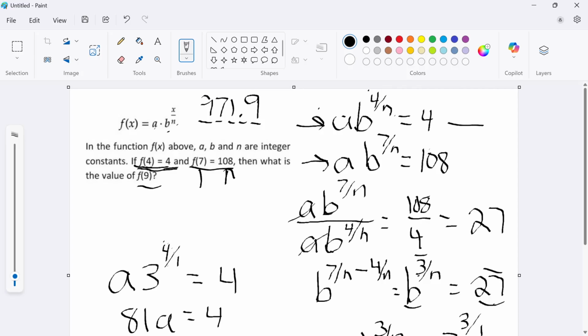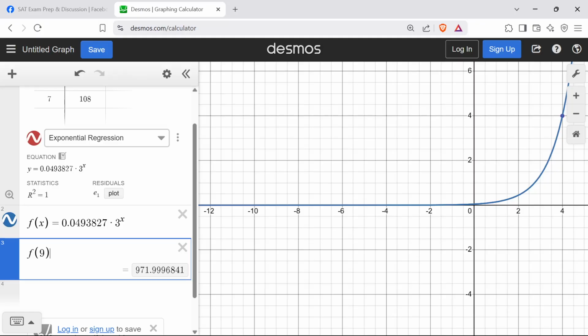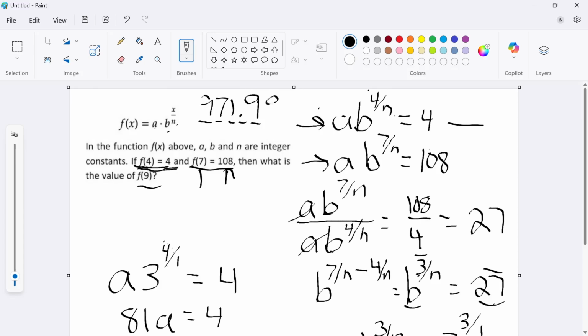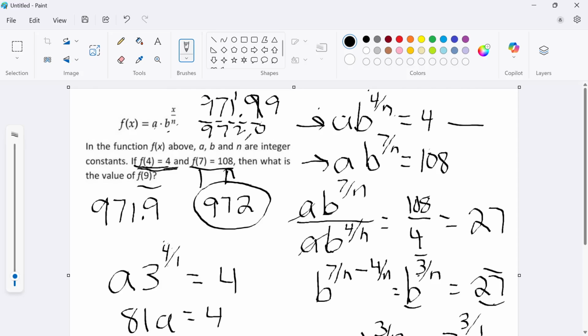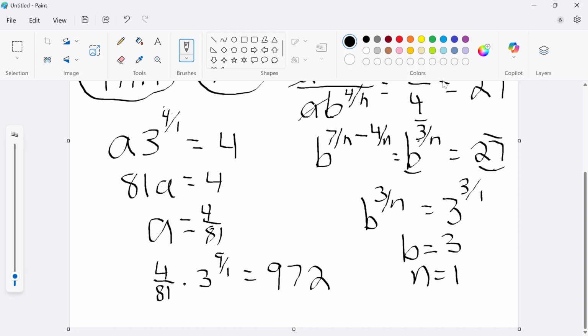Or I can round it. And what happens if I round this? The 9 is 0.99, so I'm rounding it. This 9 becomes a 10, so it's rounded to 972. So I can either write 972 or 971.9. Both of them would be accepted. But it's the same answer with Desmos. I think the Desmos is a lot quicker.